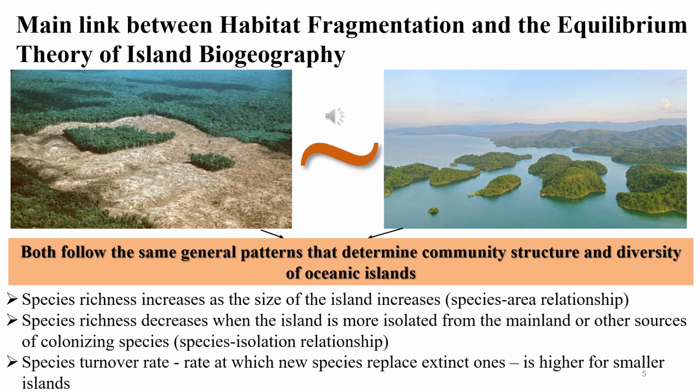The main link between the two concepts is that habitat patches tend to behave like islands. As a result, the same three general patterns that determine community structure and diversity on oceanic islands also apply to habitat patches. The three patterns are that species richness increases as island size increases, species richness decreases as island distance from the mainland increases, and lastly, species turnover rate tends to be higher for smaller islands.